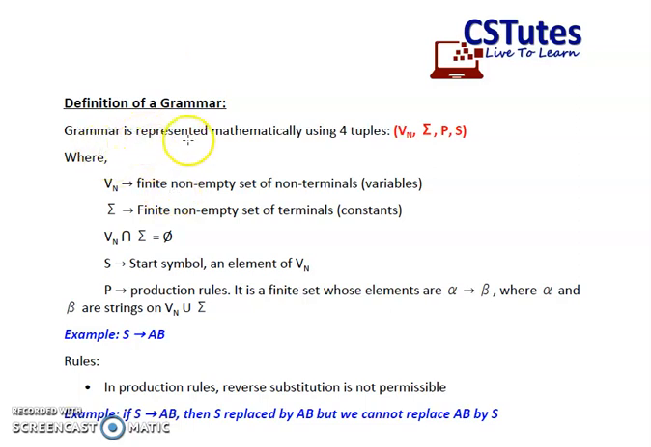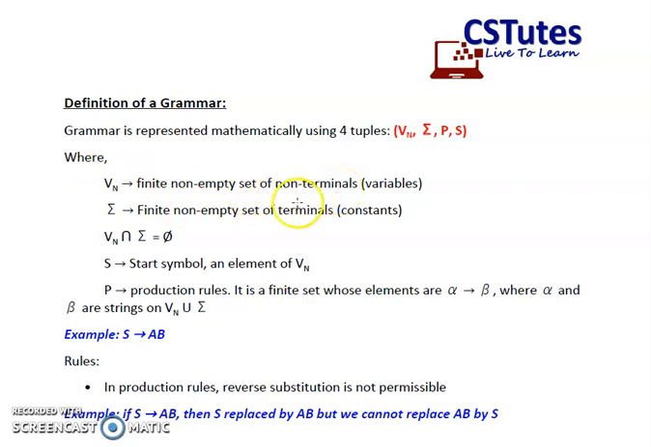A grammar and automata can be represented mathematically using four tuples. The four tuples are Vn, Sigma, P and S. Now Vn is a finite non-empty set of non-terminals. That means Vn cannot be empty. It has a finite number of elements, that means the data inside the set Vn is countable. It is not infinite. Now, it is a set of non-terminals.